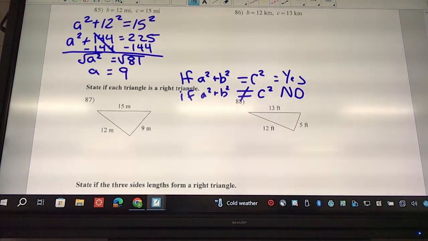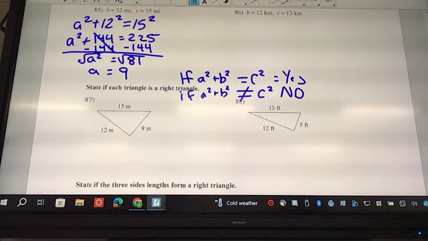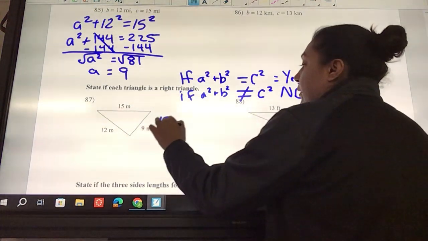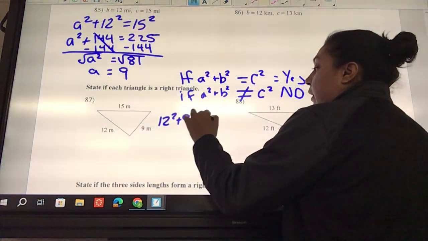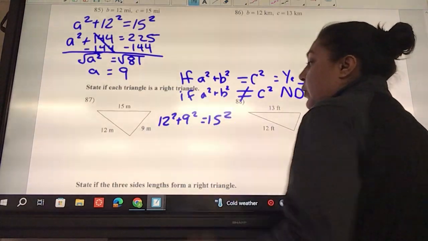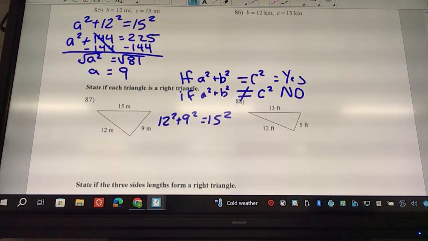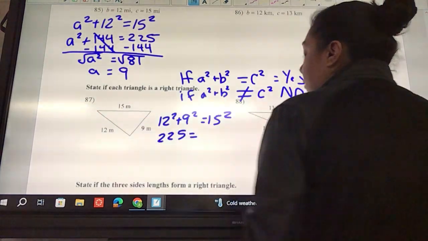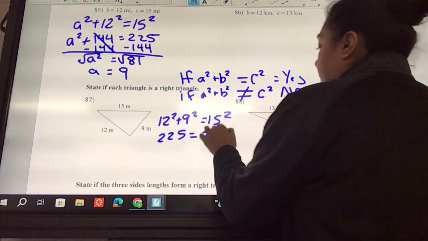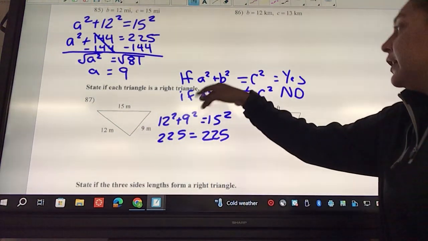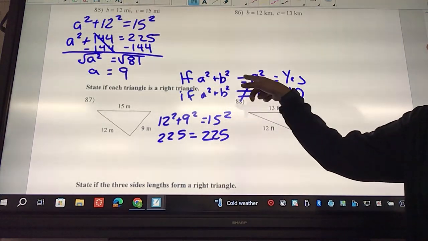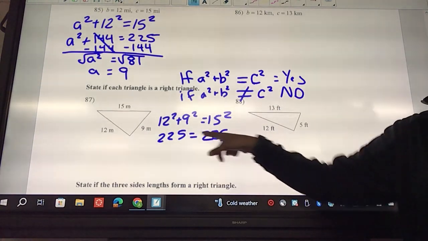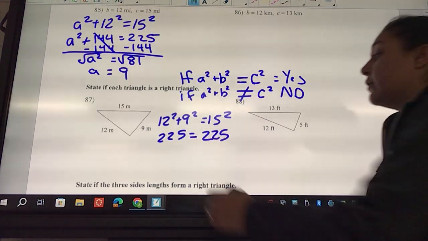So which one is my c? 15. So it's going to be 12 squared plus 9 squared equals 15 squared. What is 12 squared plus 9 squared? 225. What is 15 squared? 225. Now, does my a squared plus b squared equal c squared? Are these equal? Yes. So then my answer is yes.